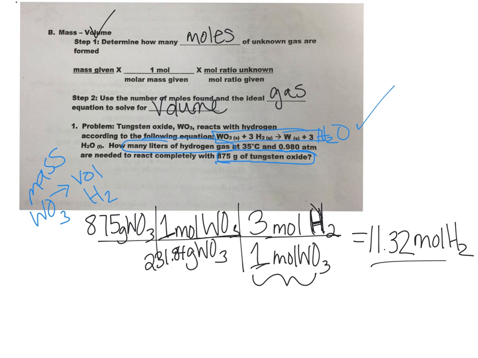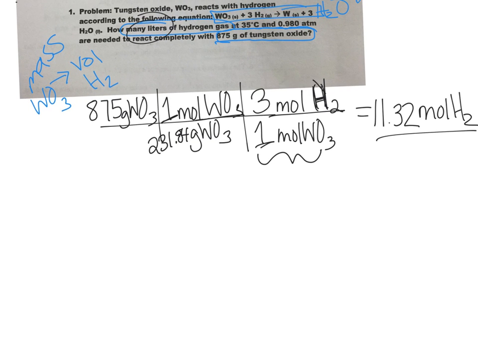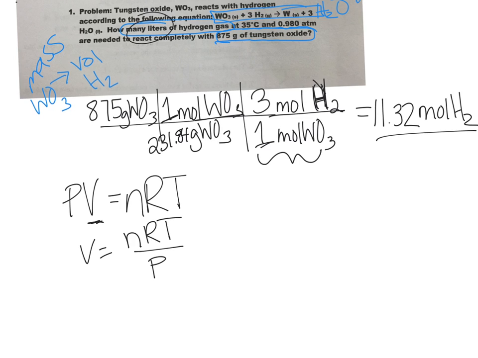But we're not done yet. That's not what they want to know. We want to know how many liters. So now we're going to use our ideal gas law to find liters. We want to rearrange this to solve for which variable? Volume, good. So we move the P over, and volume is nRT all over P.